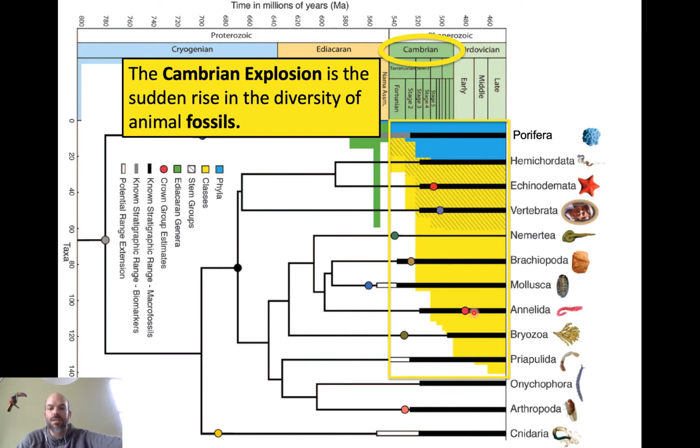So putting all this together, what this means is that we think the animals have been around for a very long time, back to almost 800 million years ago, but they didn't leave a large diversity of different kinds of fossils until the beginning of the Cambrian period. That's what this yellow curve is showing. This is why we call it the Cambrian explosion.